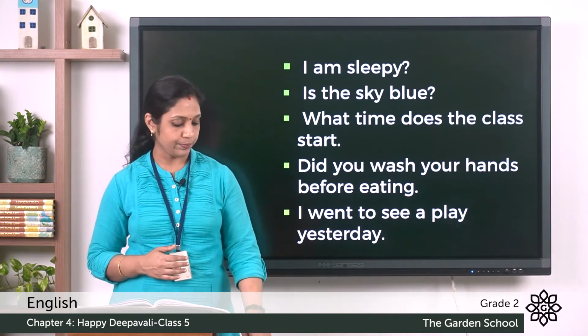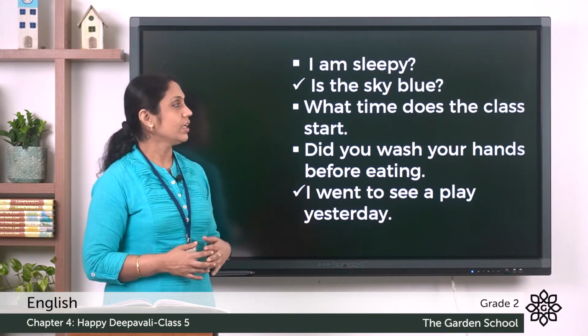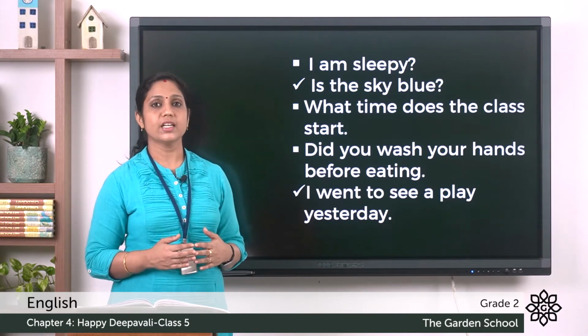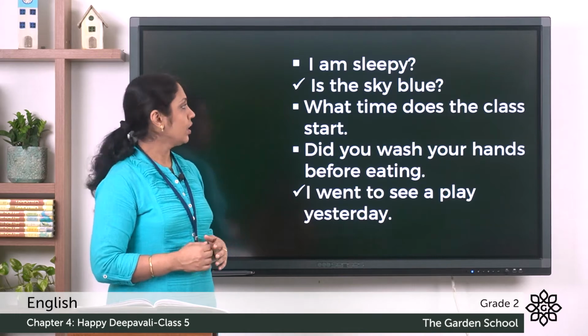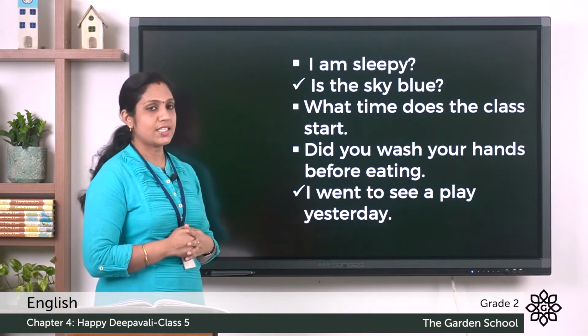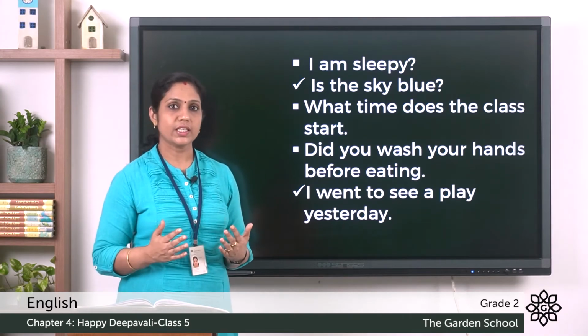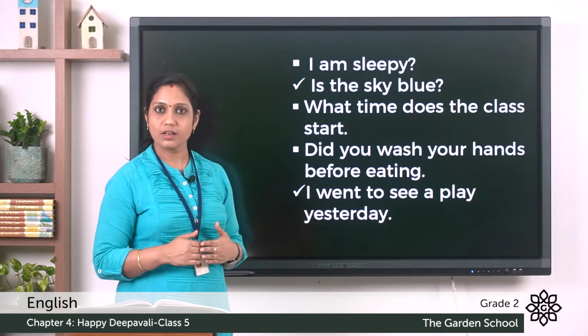Now let's correct it. The first sentence, I am sleepy, it is not the correct one. Second one, is the sky blue? The correct punctuation mark has been inserted and you can tick that near the second sentence, is the sky blue? Next one, what time does the class start? It's a question being asked, but they have given a full stop. So is it correct? No. We had to insert a question mark there. That punctuation mark is not correct.